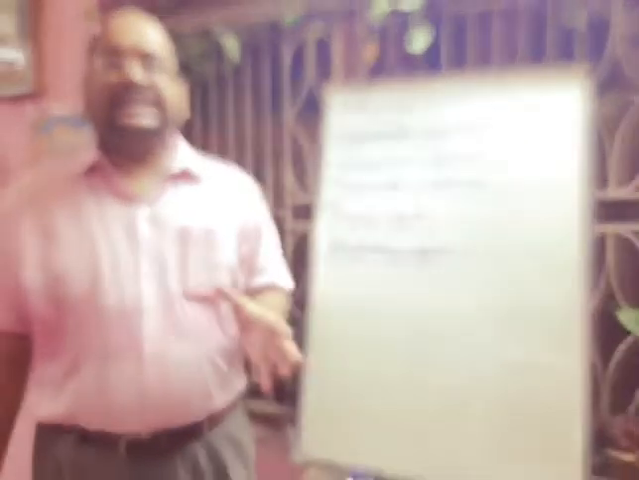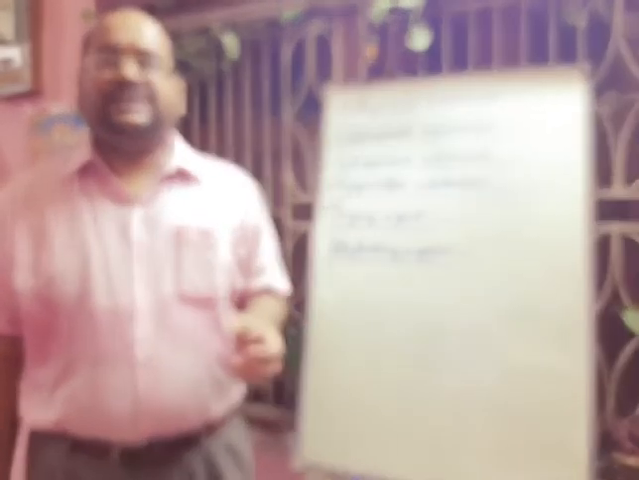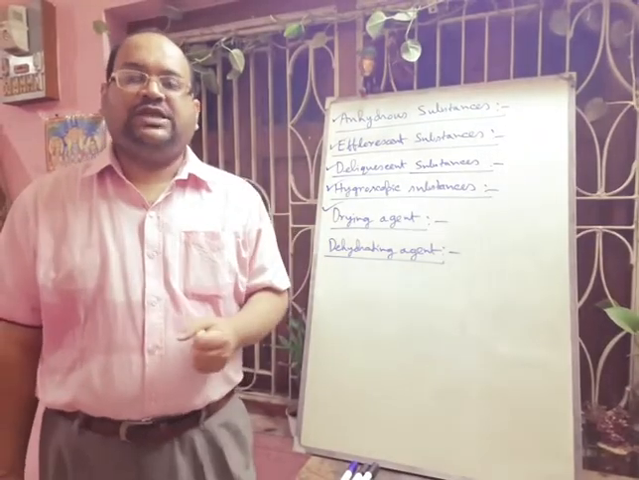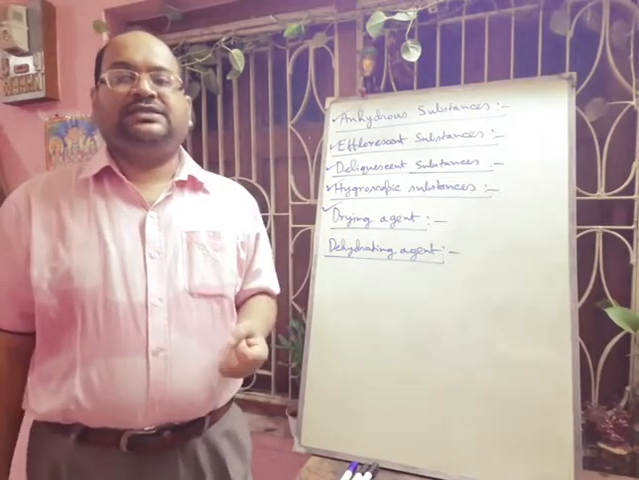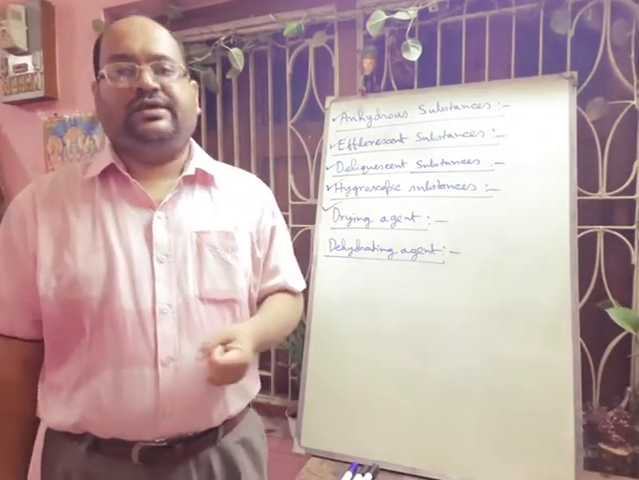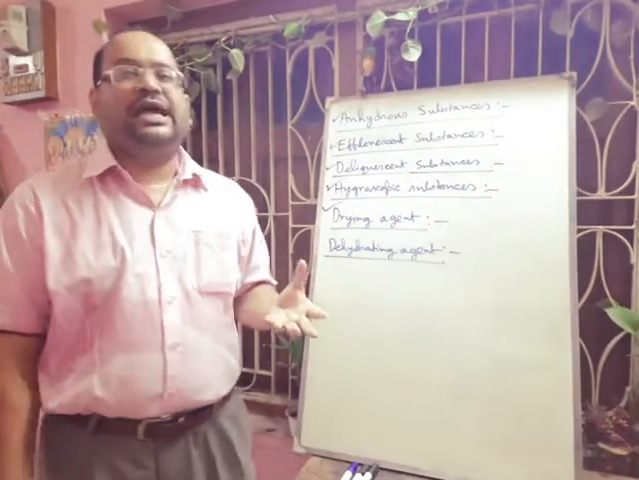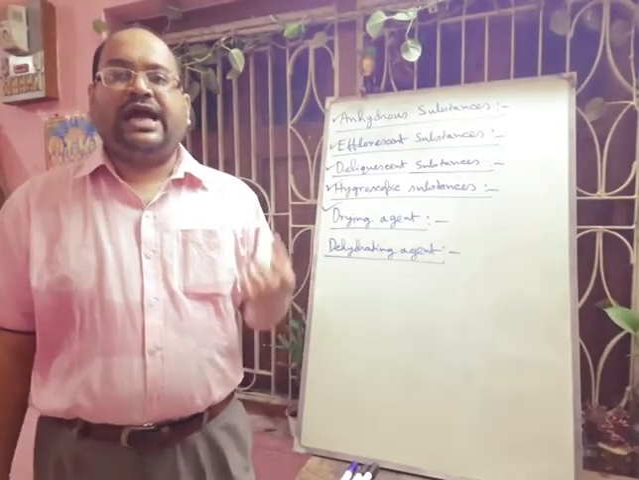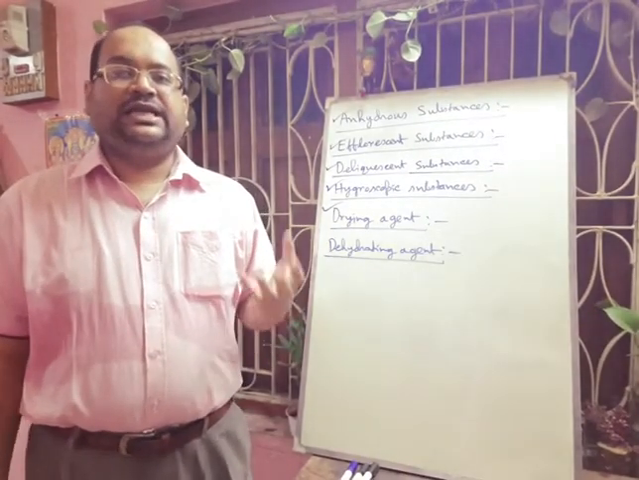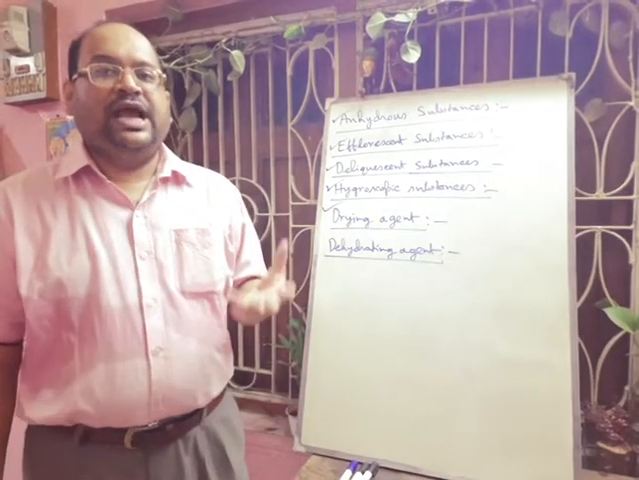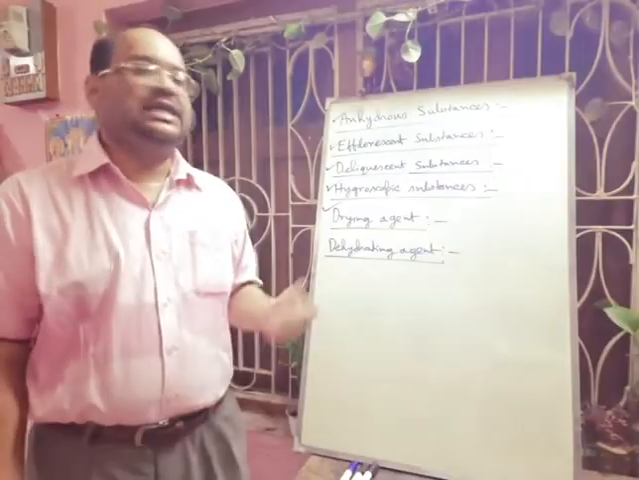So what is a drying agent? Drying agents are substances that can readily absorb moisture from other substances without chemically reacting with them. Examples we can give are anhydrous calcium chloride, anhydrous magnesium sulfate, anhydrous sodium sulfate. Okay, and they are also known as desiccating agents.